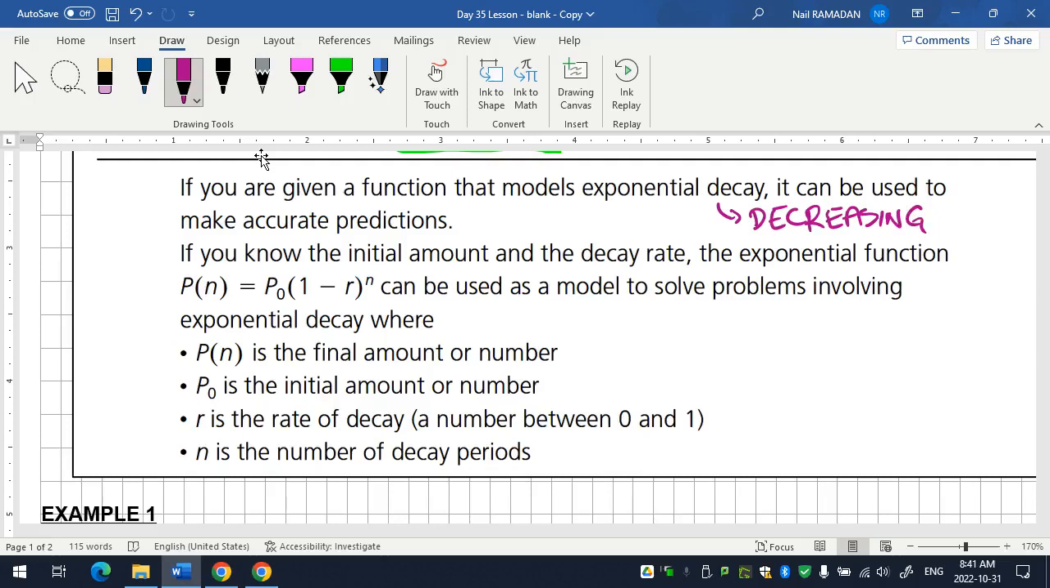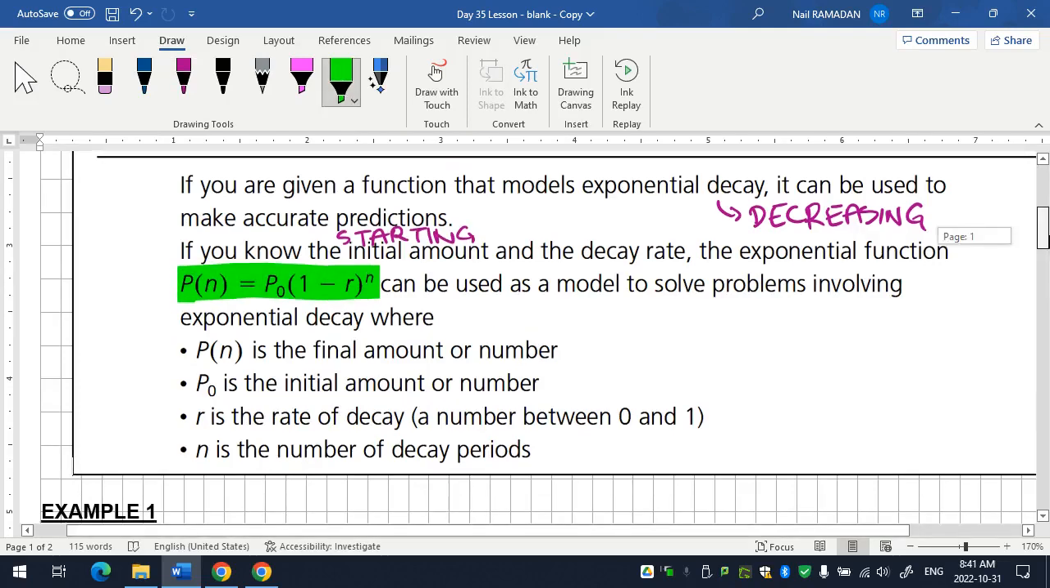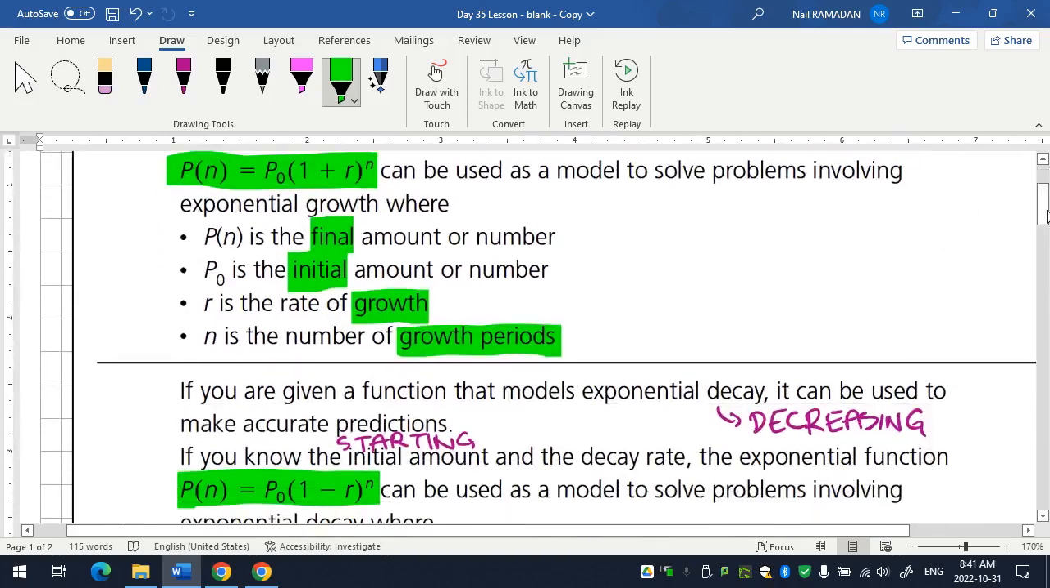Okay. Again, you know the starting amount. And this time you know the decay rate. This is the exponential function. Can someone tell me what's the only difference between those two? There's only one difference, but it's a major difference. One difference only, but it makes it a completely different function. What's the difference between this one in green and this one in green? Come on, it's very obvious.